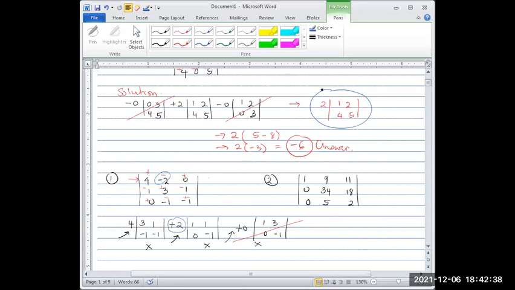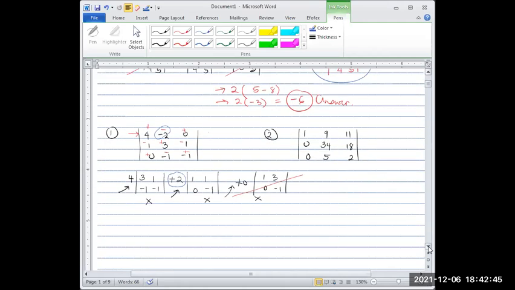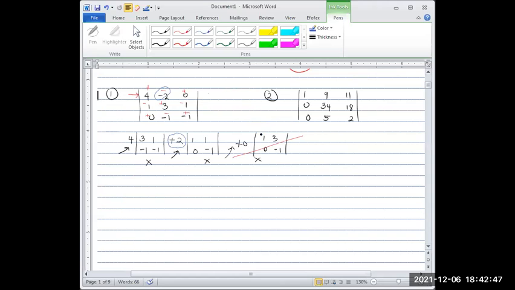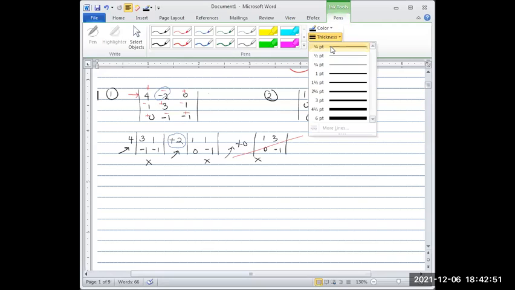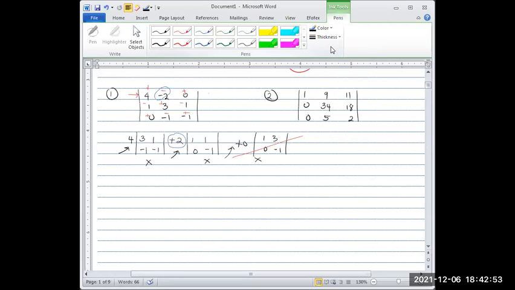All right. Now, what I'm going to be left with is this 4. I'm calculating the determinant of that 2 by 2 matrix. It's going to be 3 times -1 is -3.